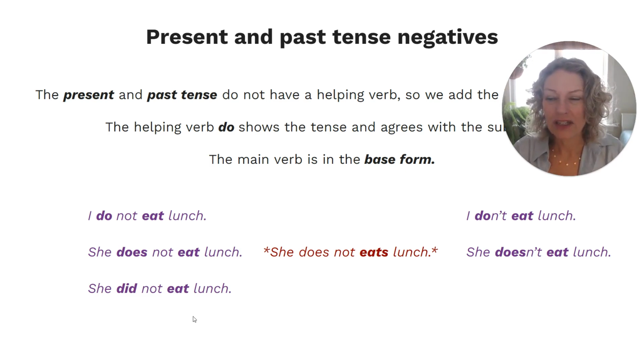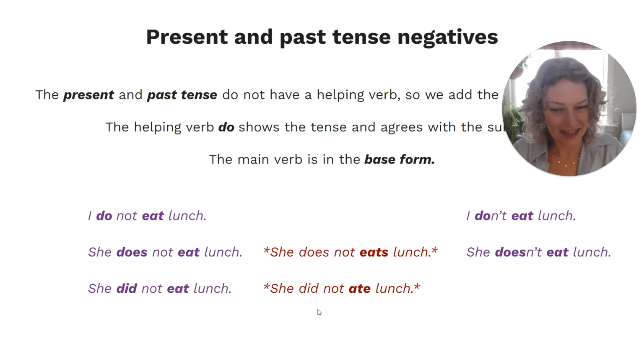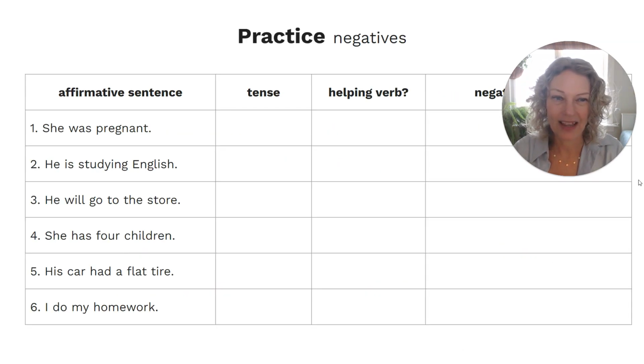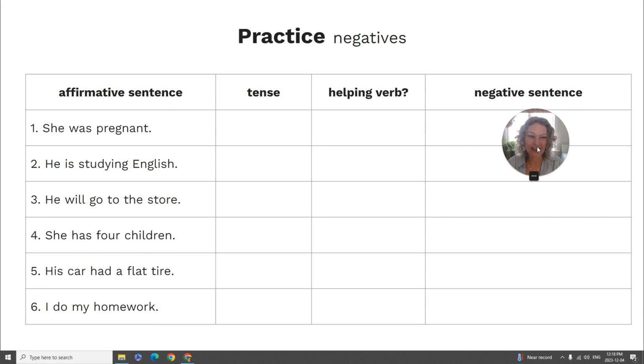And then she did not eat lunch. That's past tense. And the helping verb do now has become did to show the tense. But that main verb is still in the base form. So it's not correct to say she did not ate lunch, because that main verb needs to be in the base form for both the present and the past tense with negatives. And again, you can use a contraction. She didn't eat lunch.